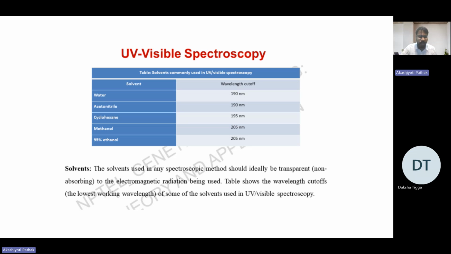So always, when you are dissolving your sample in these solvents, you need to take the spectra of the solvent, you need to take the spectra of the sample, and then you have to subtract the amount of light that your solvent is absorbing from the amount of light that your sample is absorbing. Only then can you get the amount of light which is being absorbed only by the sample and not by the buffer or the solvent in which your sample is present.